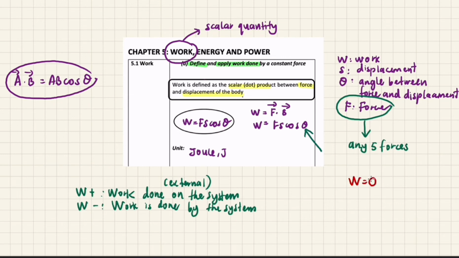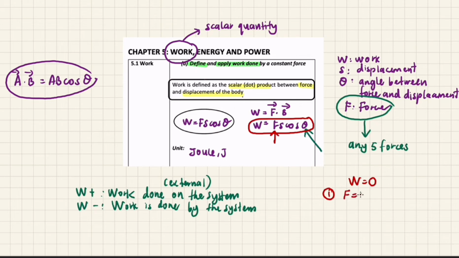So if you see the equation here, work equals Fs cos theta. So work akan menjadi 0. There are 3 conditions, sorry. So the first condition, work kita akan menjadi 0 when force kita is 0. Okay, when our force is 0.